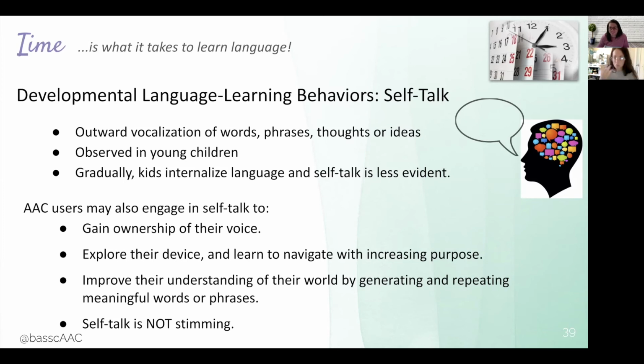So there's that, it's a way that we're learning language. It improves understanding of the world by generating and repeating meaningful words and phrases. We all do that when we've learned something new, we repeat it with different people in different contexts because we're learning that and we're kind of internalizing it. And again, we go back to babbling's not stimming, self-talk is not stimming. It is a totally normal, expected part of language. It is developmentally appropriate. It is how we learn to use language.